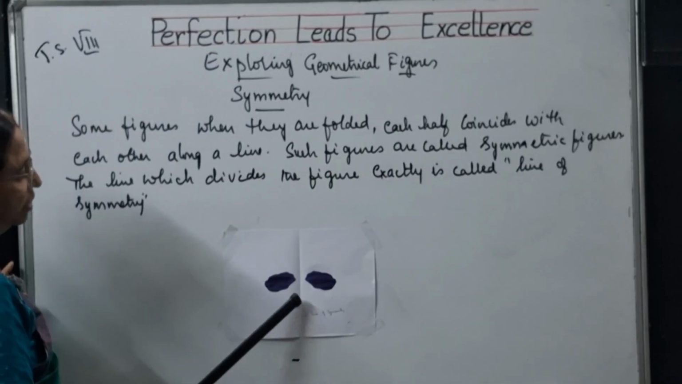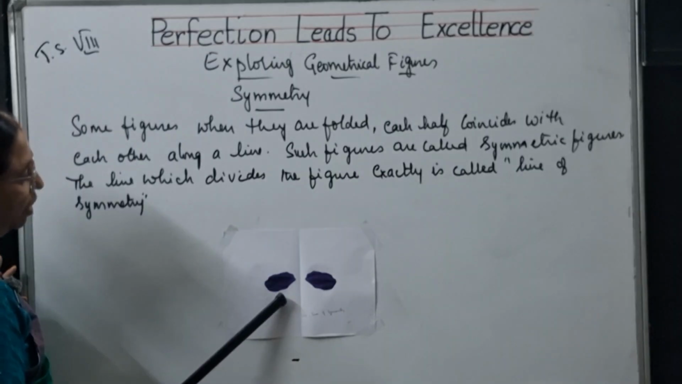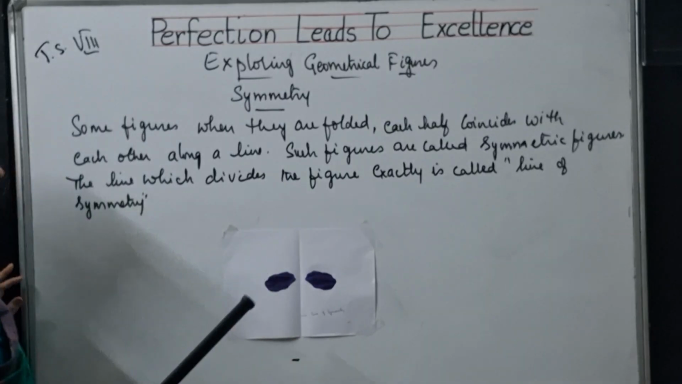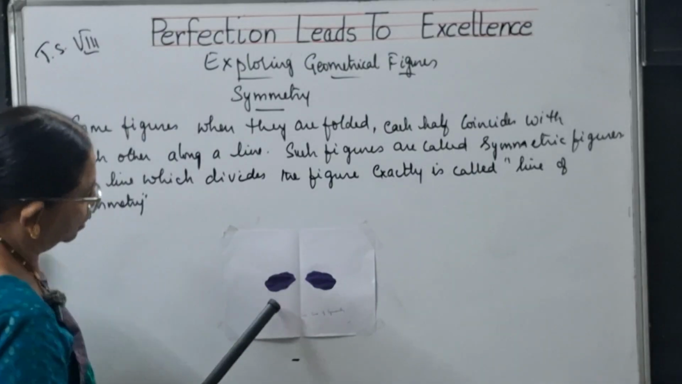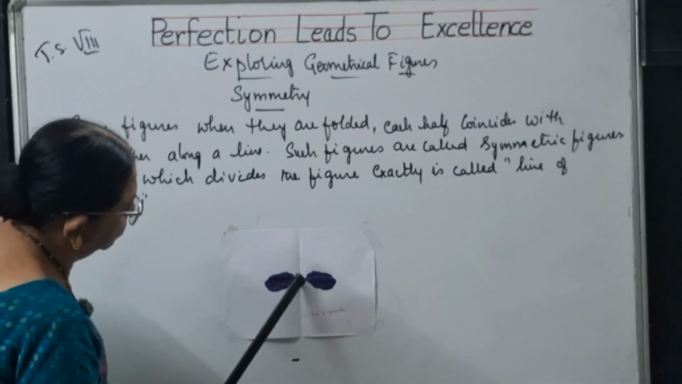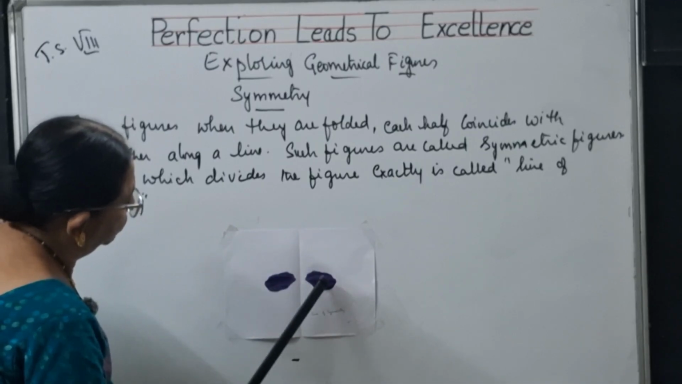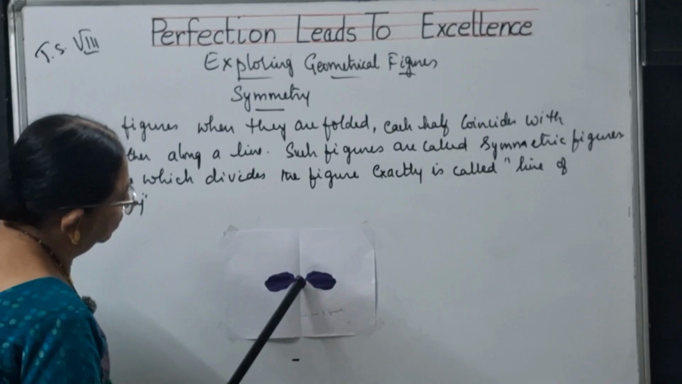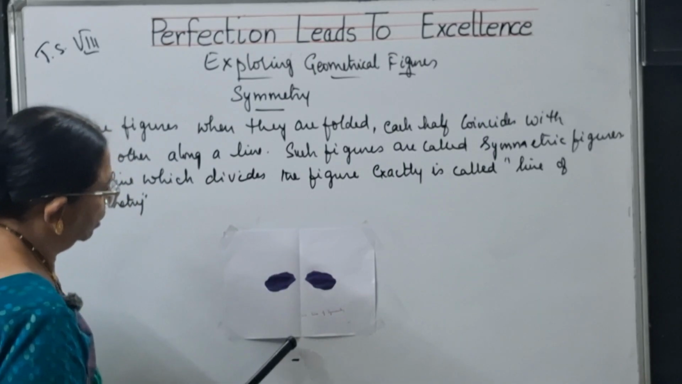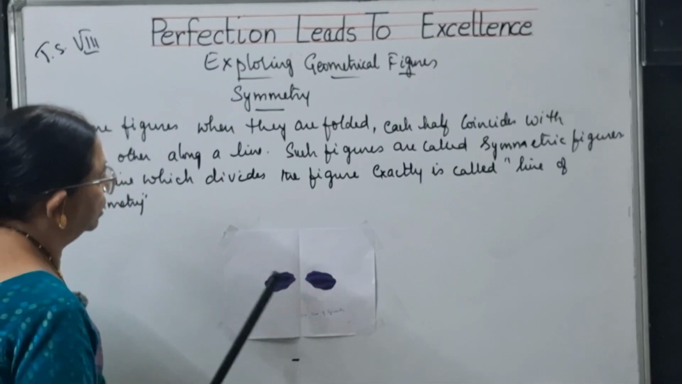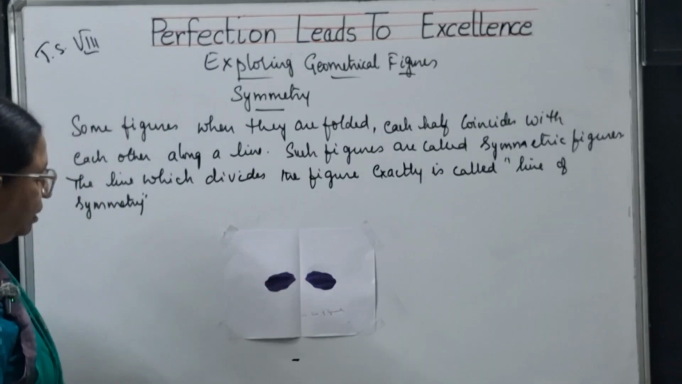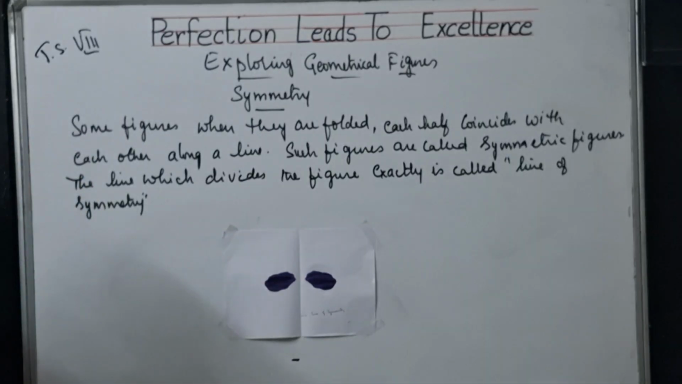So you can see here the figure, children. These two are looking 100% alike. If you keep it upon it, one will exactly fix upon the other. So these two figures are formed by this line of symmetry, this line which is dividing it into exactly two halves. Then this is called as line of symmetry. On either side of the line you will be getting the same type of figures. Those figures are called symmetric figures and the line is called line of symmetry.